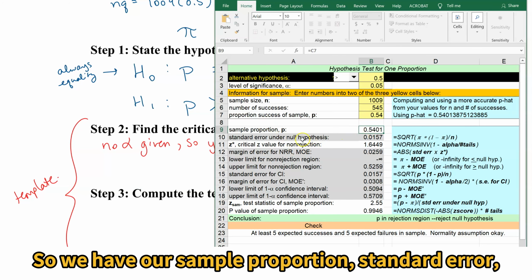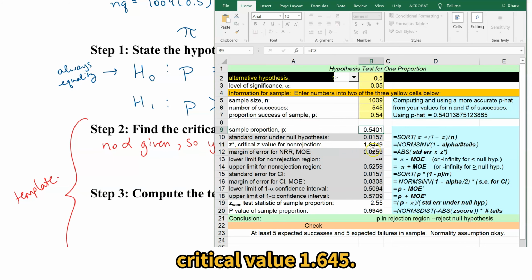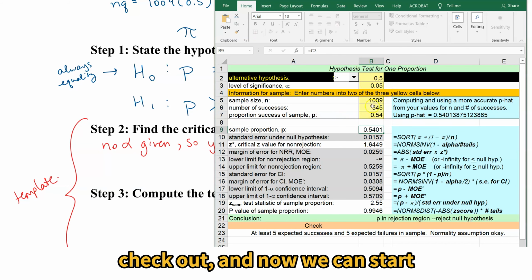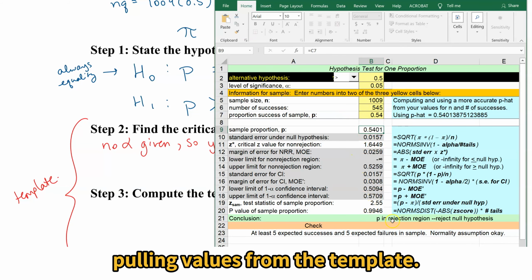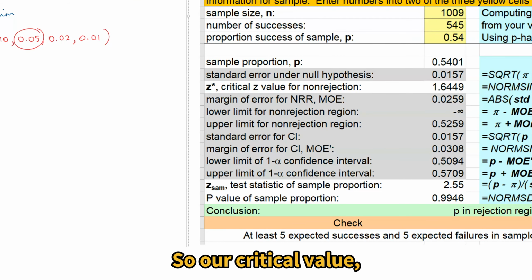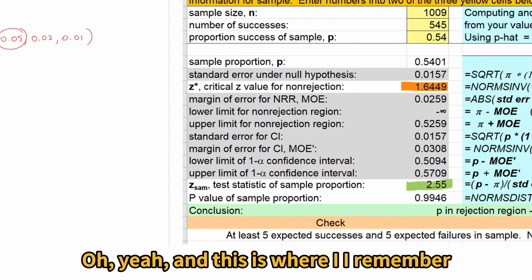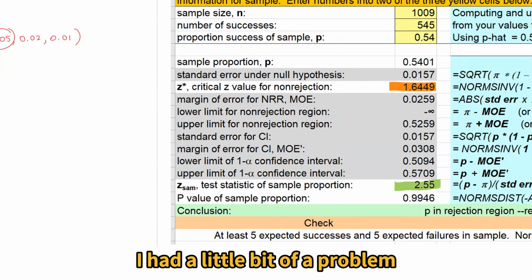So we have our sample proportion, standard error, critical value 1.645. So all of our values up here in yellow check out. And now we can start pulling values from the template. So our critical value here, 1.645. Our test statistic, 2.55.